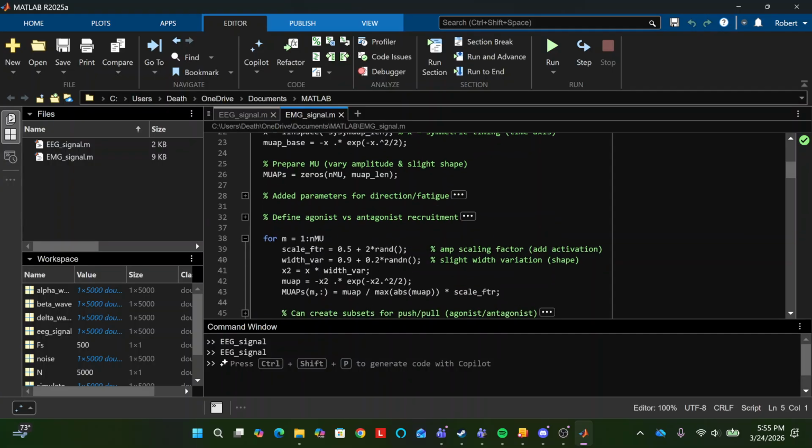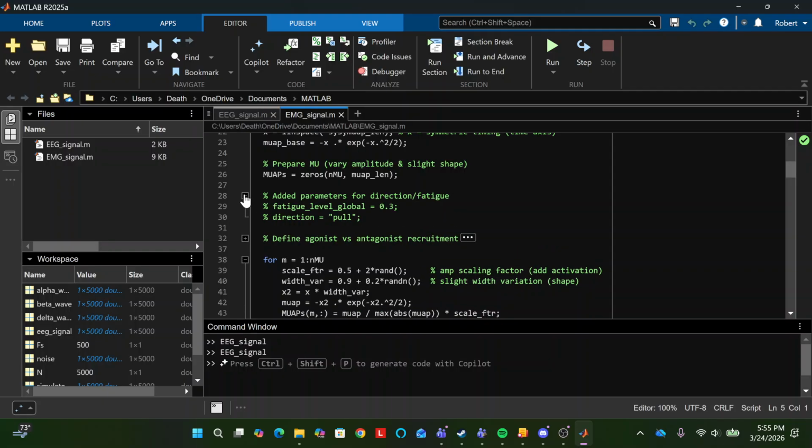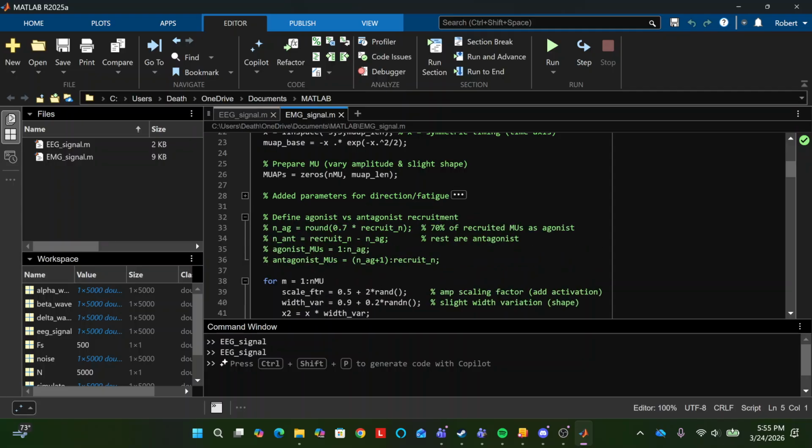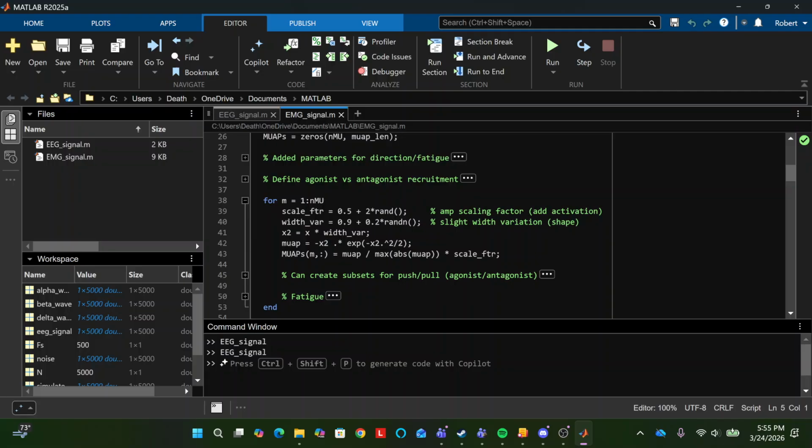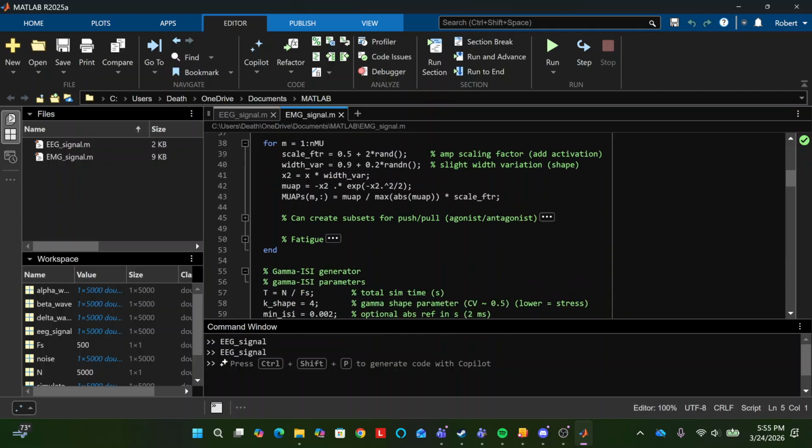You can add parameters for direction slash fatigue. So we can add a fatigue or direction if we wanted to. You can also define agonist or antagonist recruitment depending. And then we have a for loop that's going to go through, and we're going to have our amplitude scaling factor. We can add activation to that. You also have a slight width variation, which is for shape, and more calculations for the MUAPs, all right here. This is all the calculations.